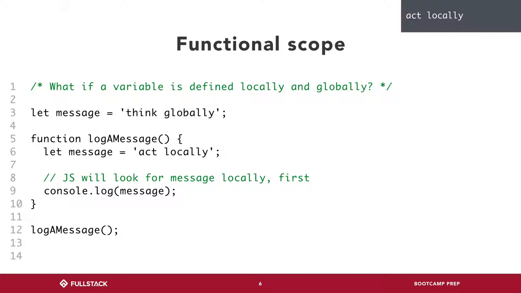Think globally. Okay. If you console logged it outside of the function, you can't go outside in. So if you console log message here, it would scan, wouldn't see any message, and then it would hit this one and go, okay, I see. But it can't scan inside into functions, it just goes at the same level.